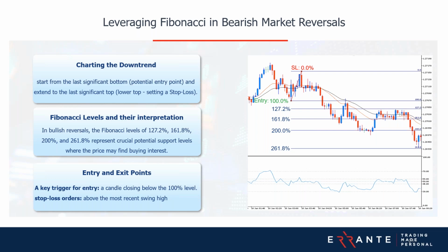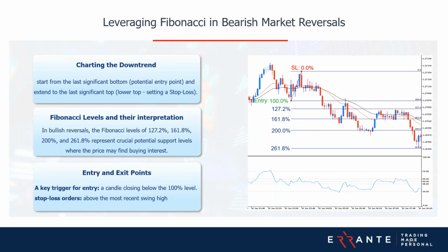So then the Fibonacci levels of 127.2%, 161.8%, 200%, and even 261.8% are then interpreted as potential support levels, where the price might encounter some buying interest, potentially slowing or reversing the downtrend, as you see on my charts on the right.